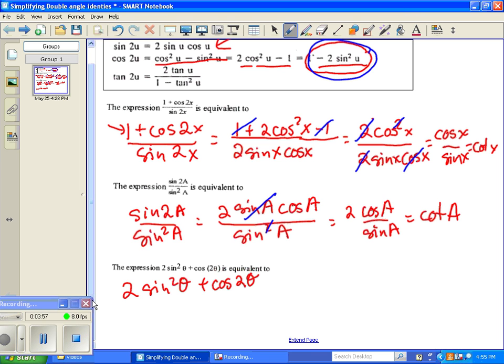If we plug this in for cosine of 2 theta, we get 2 sine squared theta, and then we're going to get plus 1 minus 2 sine squared theta. Okay, now you can see that this guy right here and this one is the same, so they cancel each other out. So our answer boils down to something really simple, which is just equal 1.